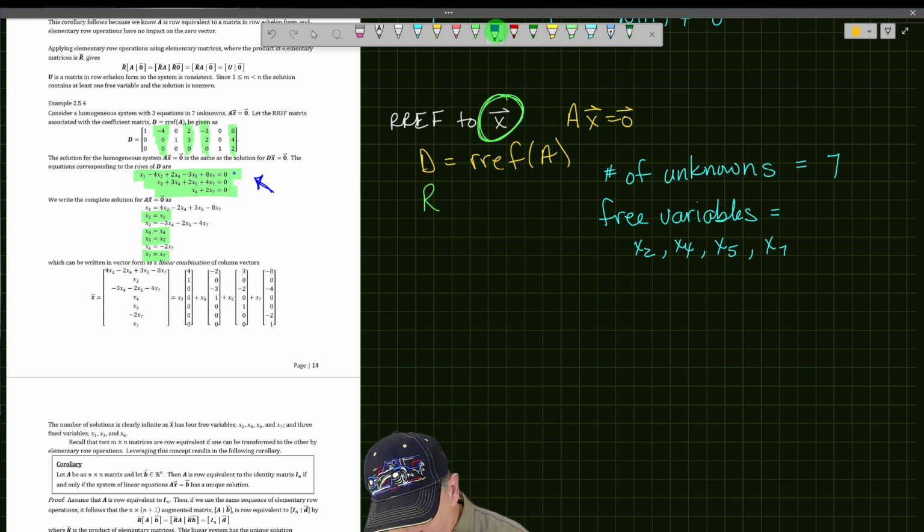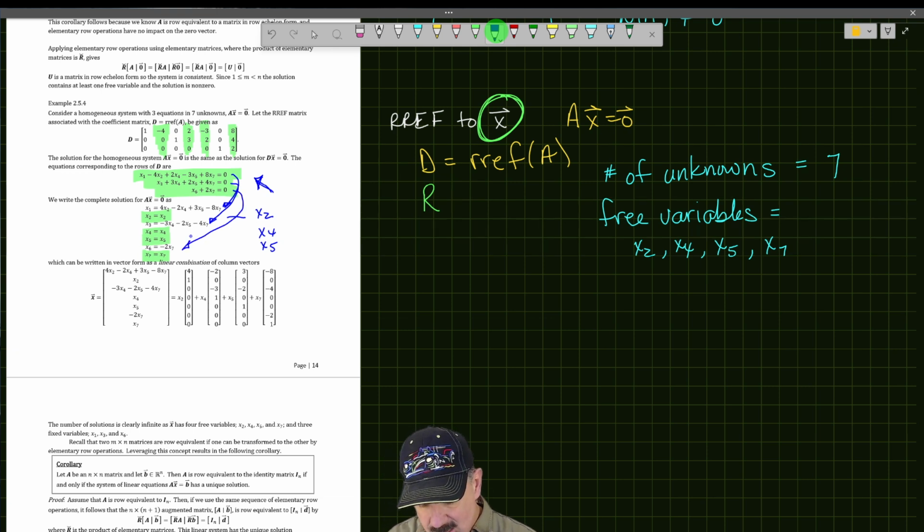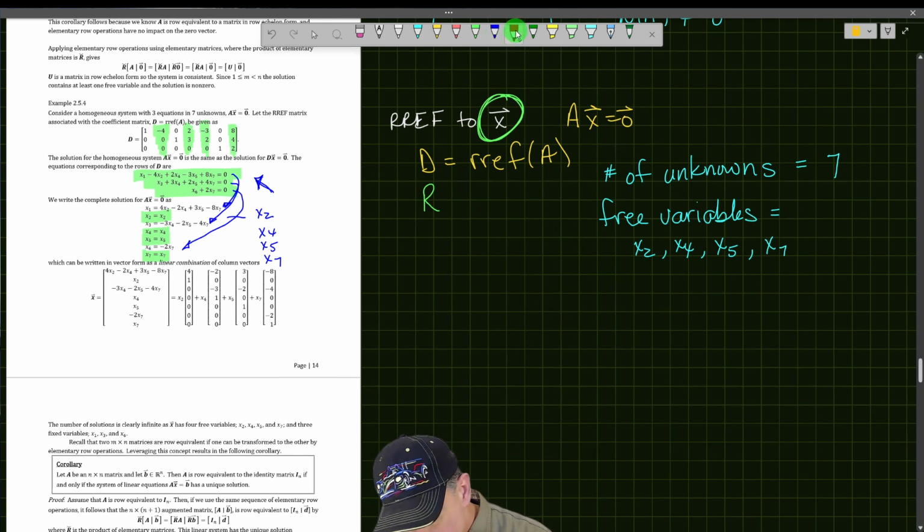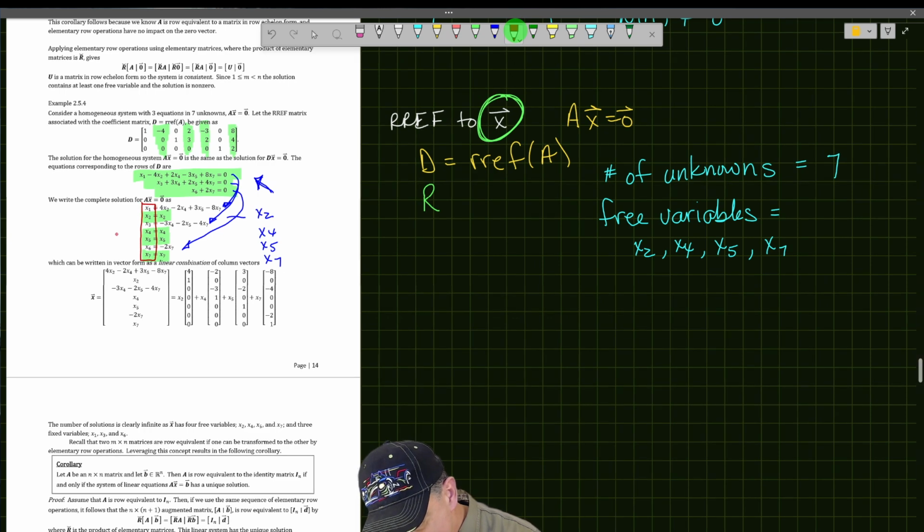So we use the first equation to write down x1 equals. Then we have the free variable x2. We use the next equation to write down x3 equals, and then we have free variables x4 and x5. Then we use this equation to write down the solution for x6, and then we have free variable x7. The reason we want to write it in this manner is because we now have the x vector that we're after. So, very important point: the reason we write it this way is because we now have this x vector.